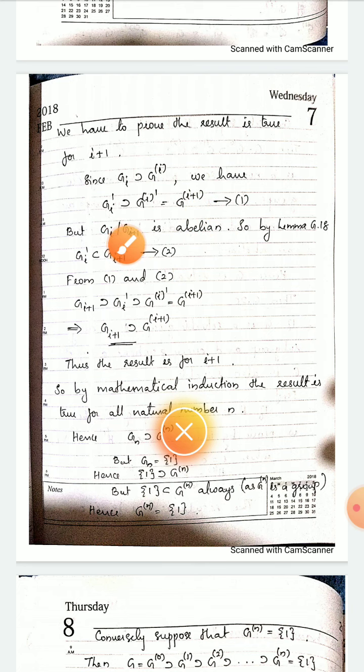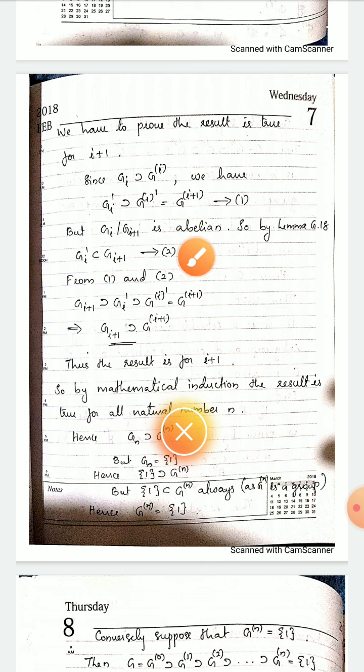But G_i by G_(i+1) is abelian. We have already said that G_i by G_(i+1) is abelian by solubility. So by lemma G18, which states that if H is a normal subgroup of G, then G by H is abelian if and only if G' is a subset of H. Here G_i by G_(i+1) is abelian. Hence by lemma 18 we have G_i' is a subset of G_(i+1). So let this be equation 2.